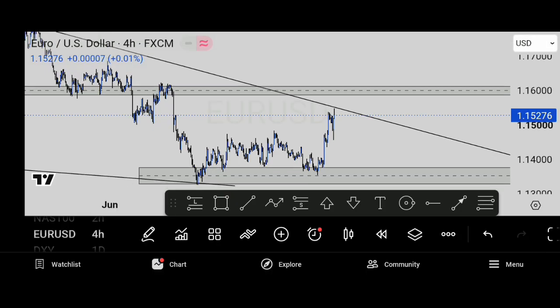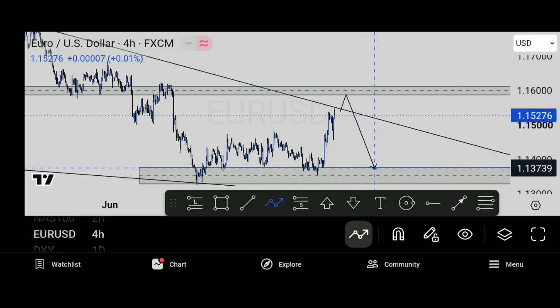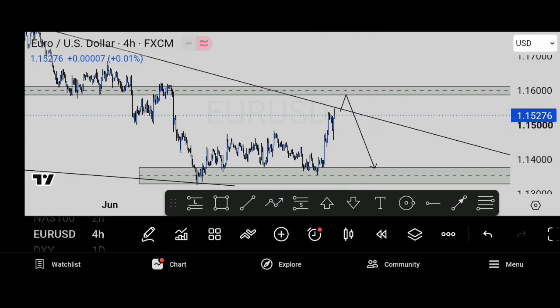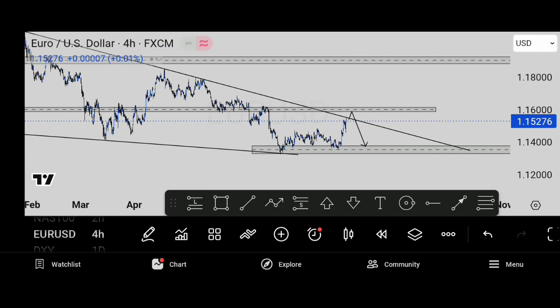I'm just hoping for the market to touch the zone and continue moving to the downside. All right, so that's all I have on Euro USD. Let's move on to Nasdaq.